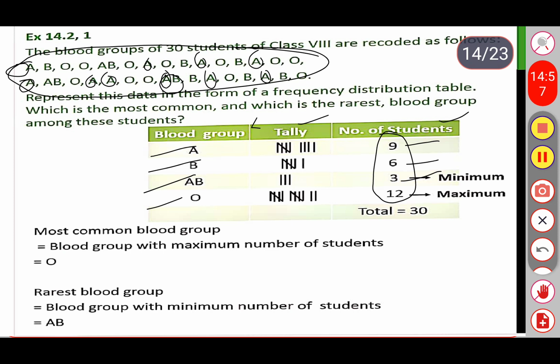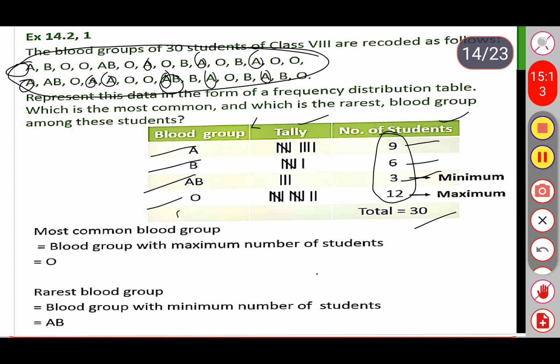Once we add all the number of students, it should be equal to the number of the given data. So the number of given data, or number of students, is 30, right? So this is the frequency distribution table. Now answer the following questions.